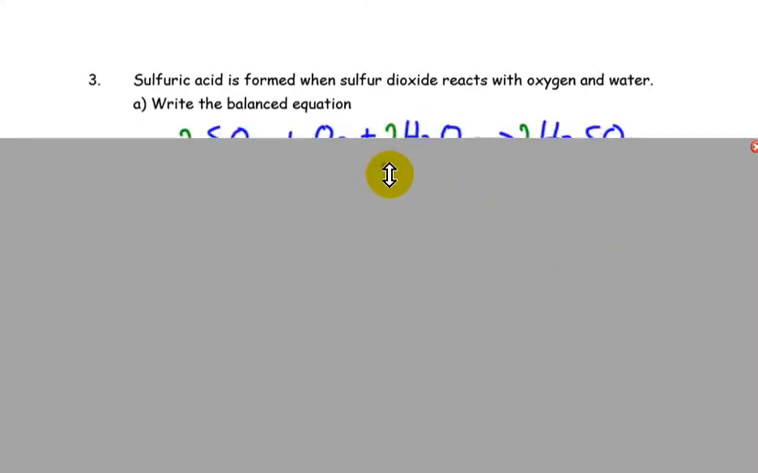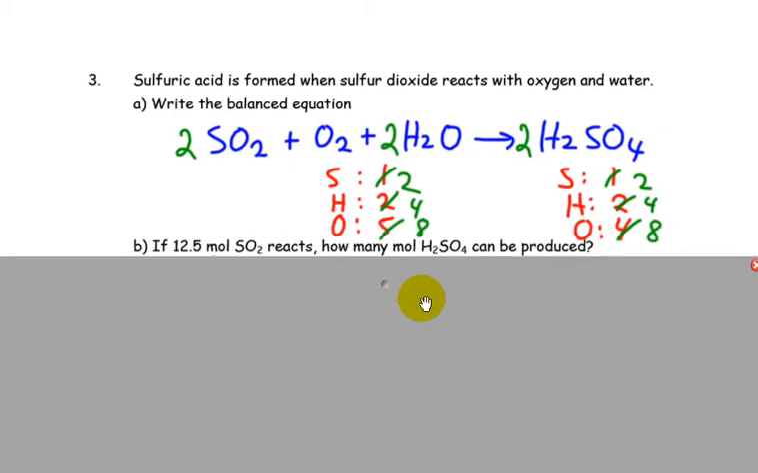First of all, sulfuric acid is formed when sulfur dioxide reacts with oxygen and water. So the balanced chemical equation looks something like that: sulfur dioxide, oxygen, water, yielding H2SO4, sulfuric acid. I balanced it out here, so 2 to 1 to 2 to 2. And here we have, if 12.5 moles of SO2 reacts, how many moles of H2SO4 are produced?